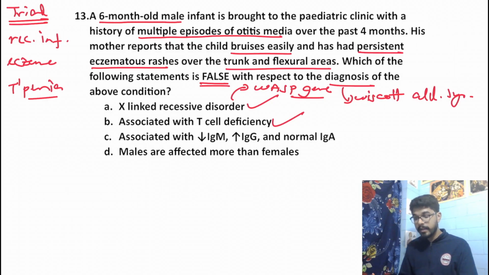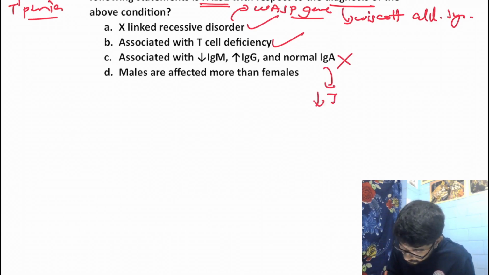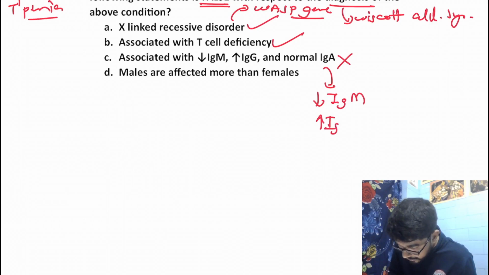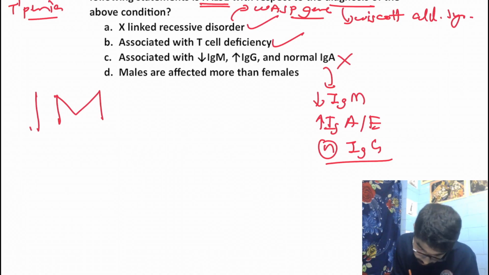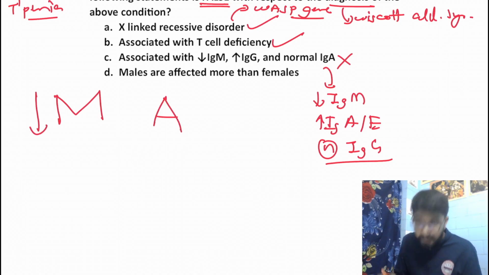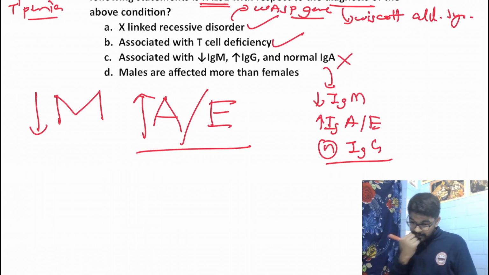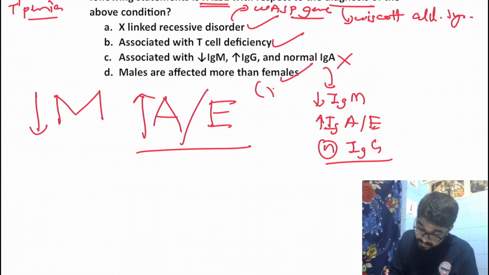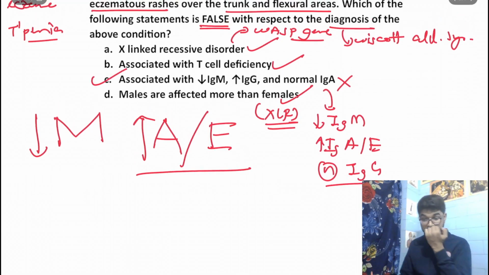Associated with decreased IgM, increased IgG, and normal IgA, that's a false statement. Because in Wiskott-Aldrich syndrome, we get decreased IgM, we get increased IgA and IgE, and normal IgG. How to remember? Remember M, the arrow of M points downwards, so there would be decreased IgM. And A, the arrow of A points upwards, so there would be increased IgA. And E also increases because A and E are vowels, and we all know that vowels stick together, right? And males are affected more than females. Yes, that's also a true statement. It's an X-linked recessive disorder. Okay. So answer over here would be C.